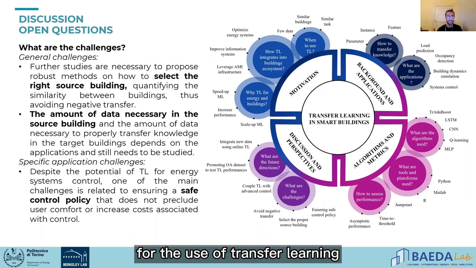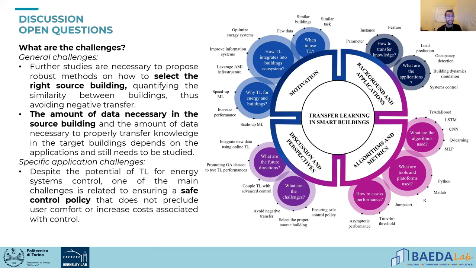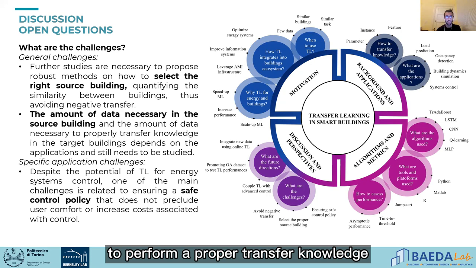So what are the challenges? Right now, further studies are necessary to propose robust methods on how to select the right source building in order to avoid negative transfer. Furthermore, it is still unclear how much data is necessary in the source building to perform a proper knowledge transfer, because it depends heavily on the application analyzed.